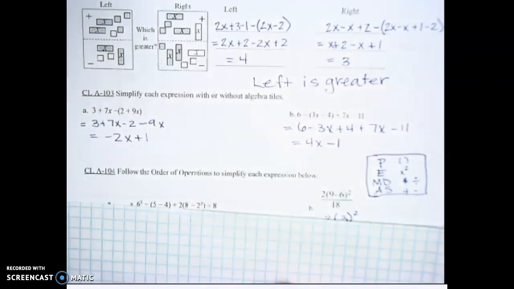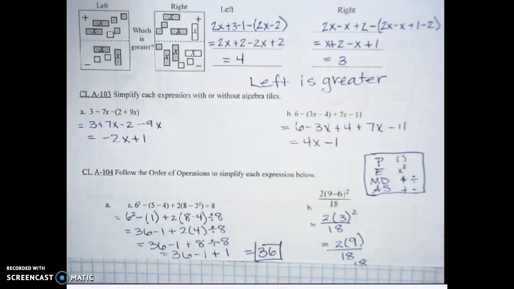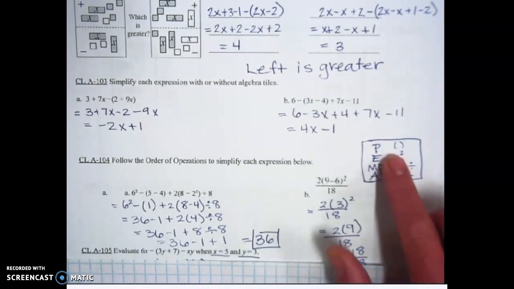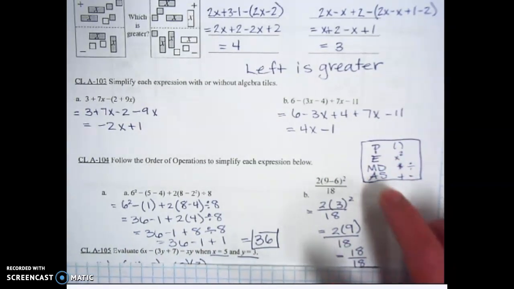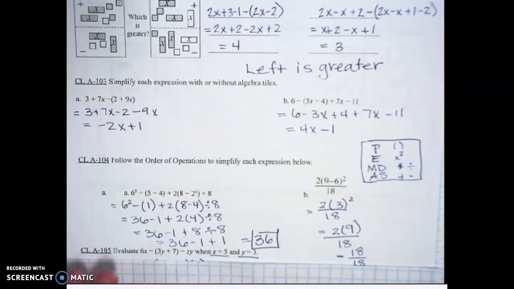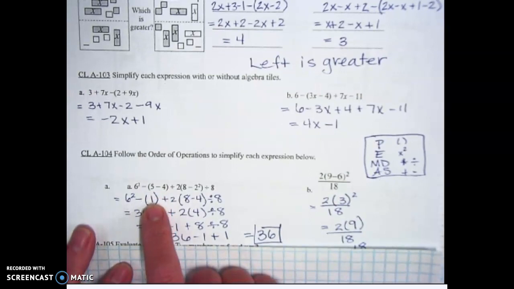Jumping down to question 104. It says follow the order of operations to simplify each expression below. So the order of operations is parentheses, exponents, multiplication and division, and then finally addition and subtraction. So for part A, I simplified in the parentheses first.